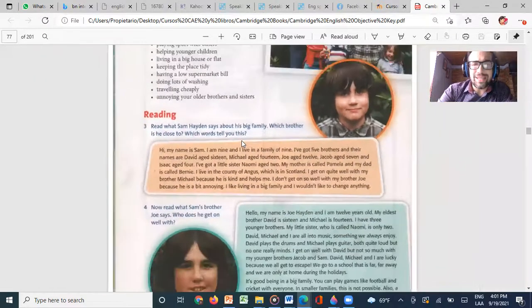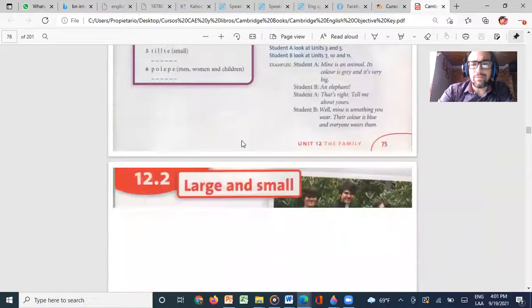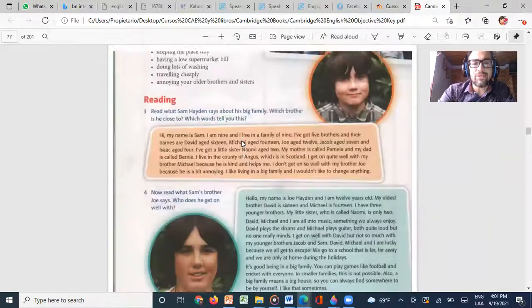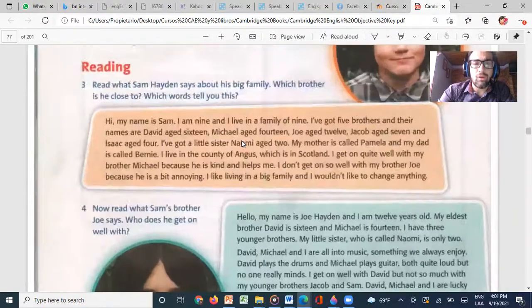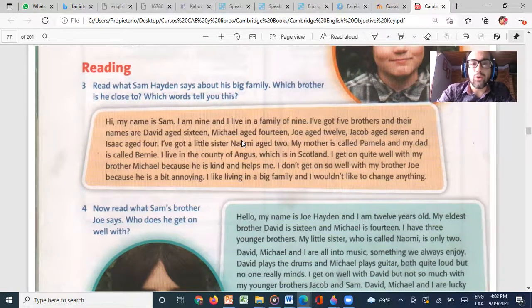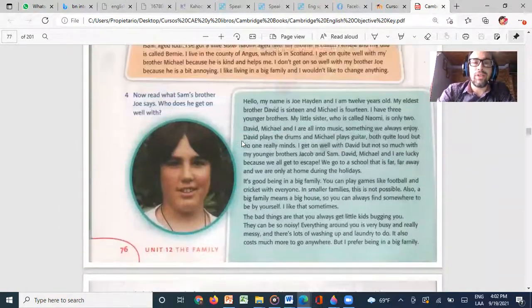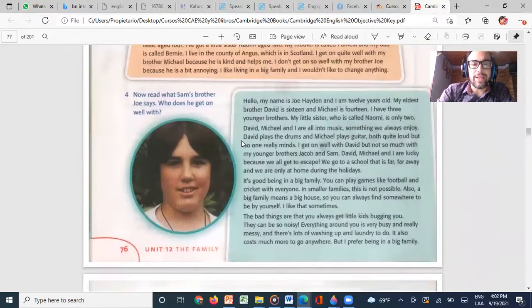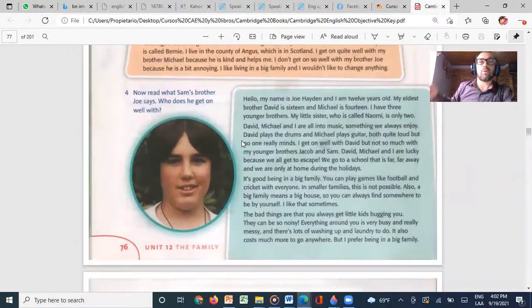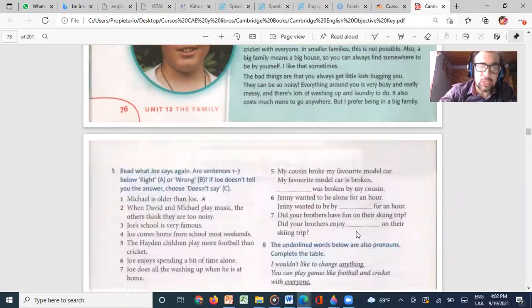So we're going to read this information. We're going to practice some reading today. And after reading these two paragraphs, well, it says, read what Sam Hayden says about his big family. We're going to answer this question. Which brother is he close to? Which words tell you this? And we continue, of course, reading. And then it says, now read what Sam's brother Joe says. Who does he get on well with? So that's another question for us to answer.